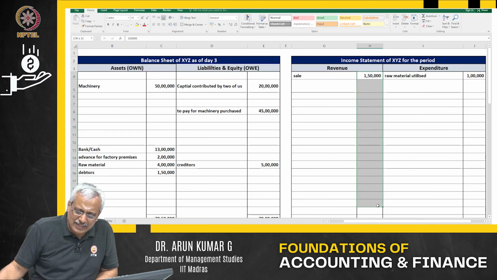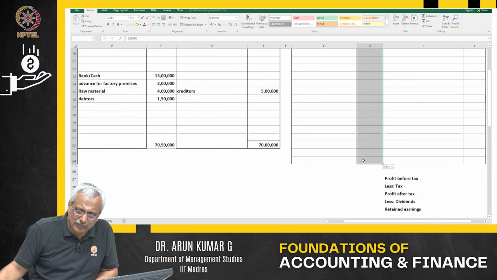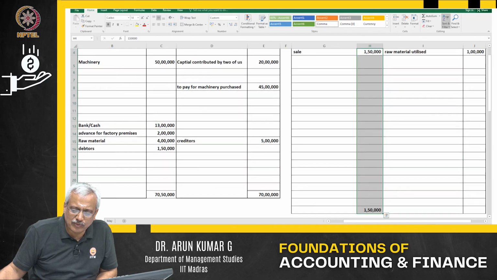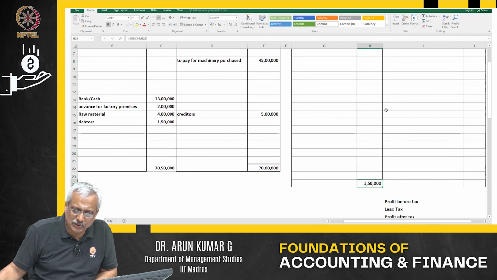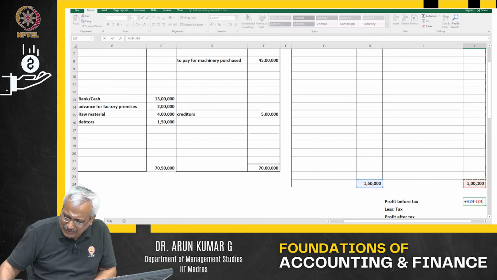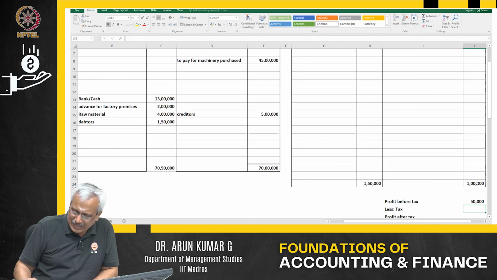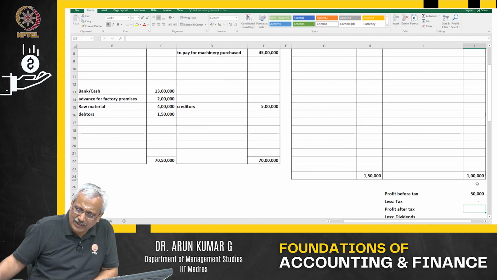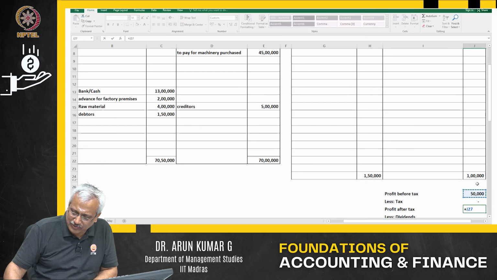Let me total the revenue out here. The total of my revenues is about 1.5 lakhs. Same thing I am going to do for my expenditures. My expenditure is 1 lakh. What is my profit before tax? The profit before tax is revenue minus expenditure. As of now, let us keep the tax at 0, so profit after tax is the same.